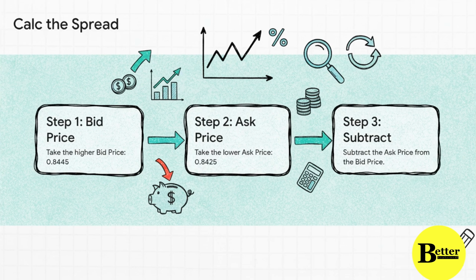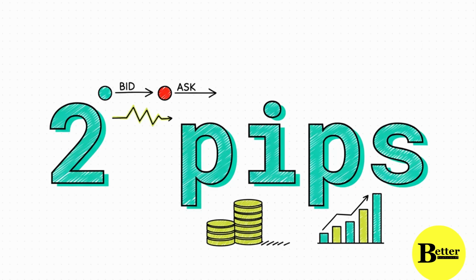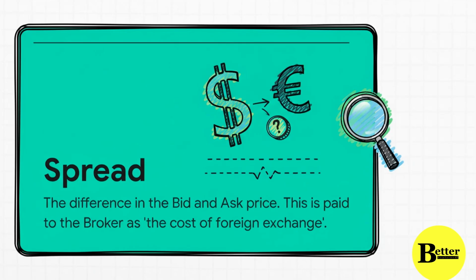And honestly, the math is super simple. All you do is take the higher price, the ask, and subtract the lower price, the bid. And what do you get when you do that subtraction? Boom, 2 pips. That's it. That tiny little difference we saw is exactly 2 pips. And that 2 pip difference is what we call the spread.